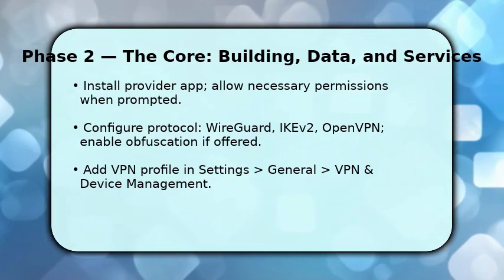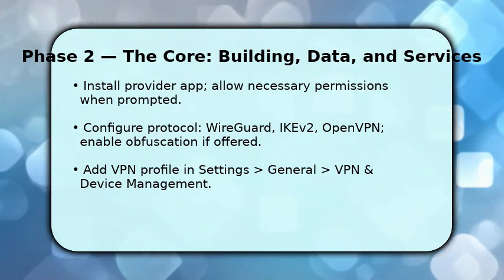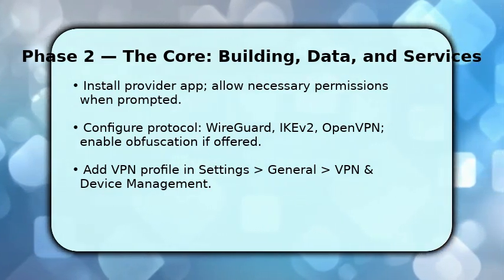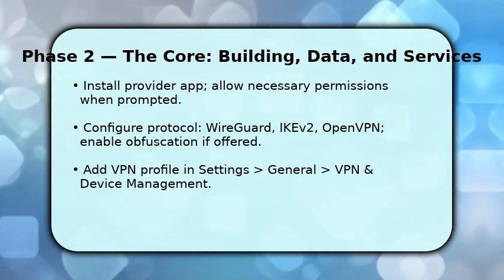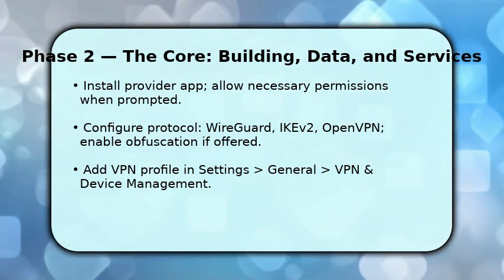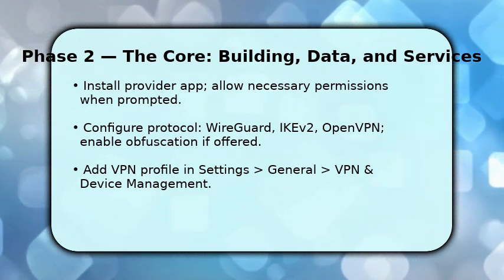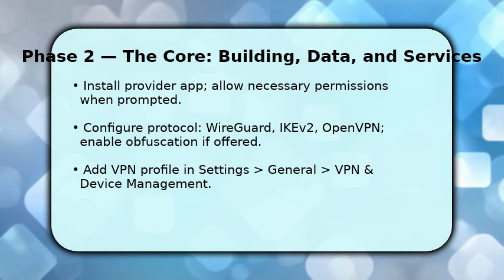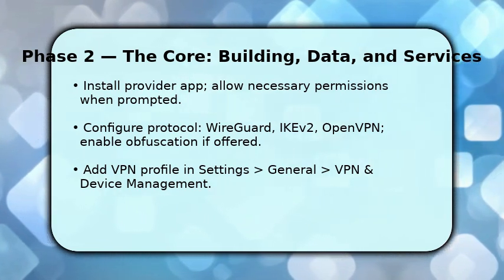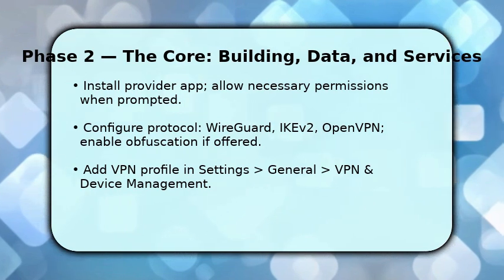Install the VPN app from the foreign app store and allow required permissions for network extensions and notifications. Without them, the client can't create a tunnel. Then configure protocol options. Choose WireGuard for speed, IKEv2 for stability, or OpenVPN for flexibility, and enable obfuscation or stealth mode to hide VPN traffic.